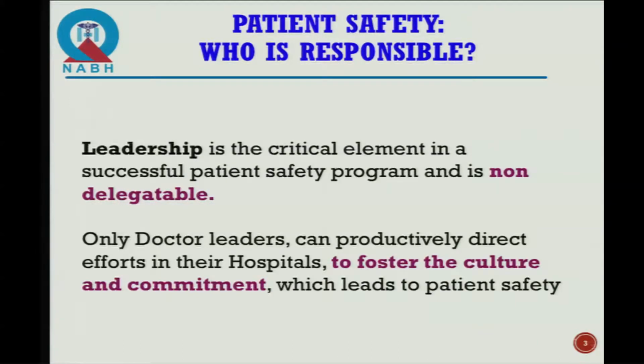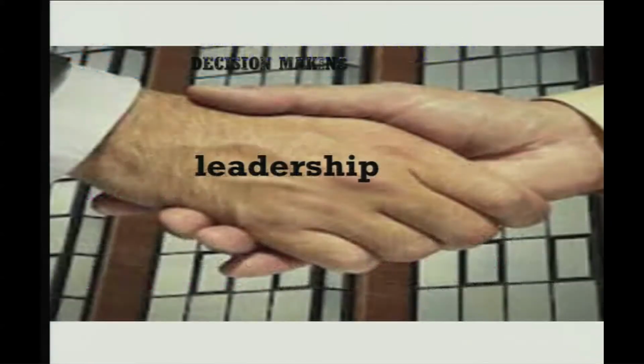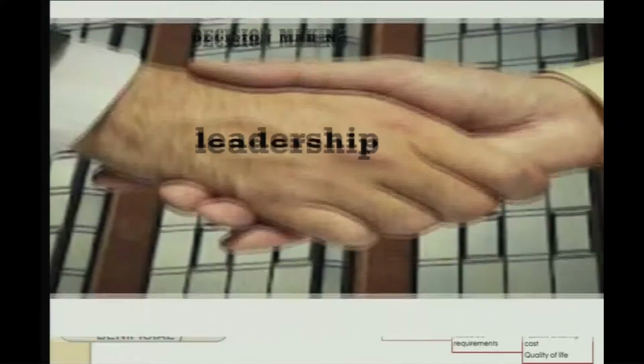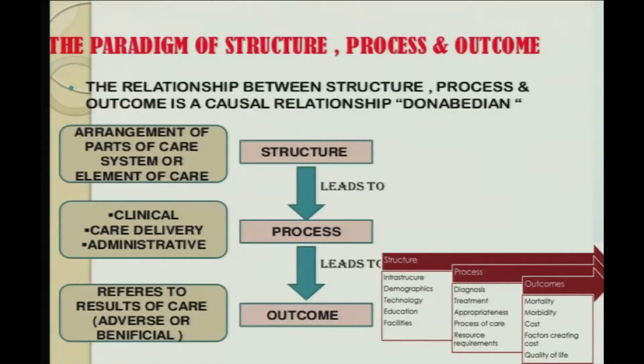The first critical element in patient safety is the leadership, and most of us happen to be in that position, so we really need to know what we have to do as a leader. The first thing is decision making to go for accreditation, and accreditation believes on these 3 principles: structure, process, and outcome. So this was promoted by Donabedian. So this is called as a Donabedian triad.